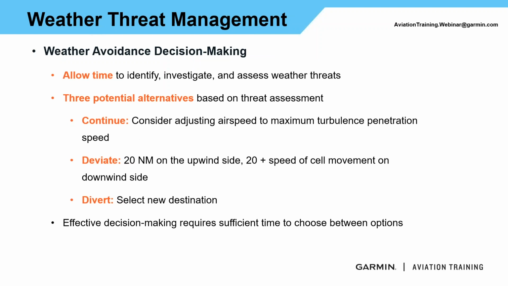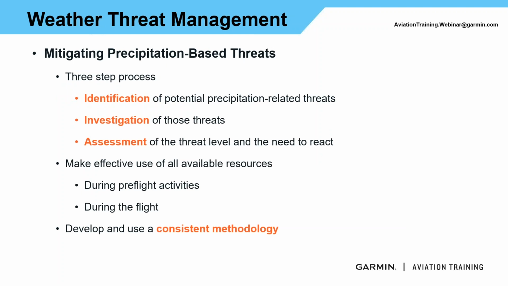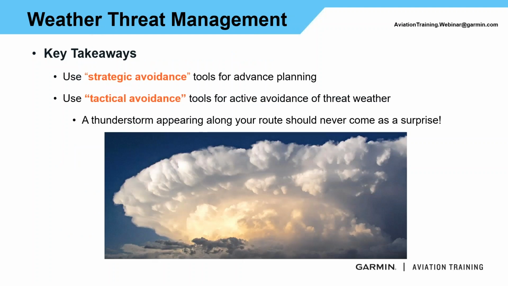So 3 potential alternatives. We got continue, deviate, and divert. Those are always the options that we've been told. Effective decision making requires the time. So we're going to talk about that 20 minutes again. Develop that consistent methodology with identifying, investigating, and assessing. So key takeaways with strategic avoidance and tactical avoidance. We don't want to let a thunderstorm come up and surprise us.